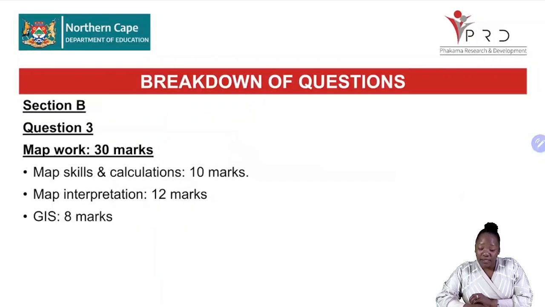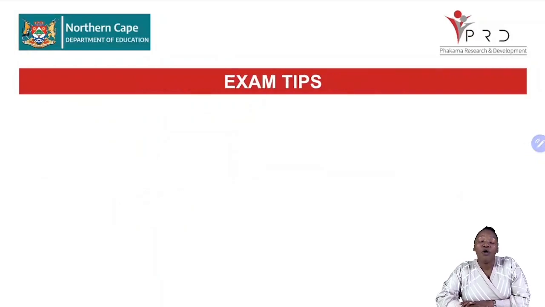They are 30 marks. So the further breakdown of these 30 marks, you have your map skills as well as your calculation with 10 marks. And then map interpretation, it will be 12 marks. And your GIS questions will be 8 marks. And also, we're going to look at the exam tips.